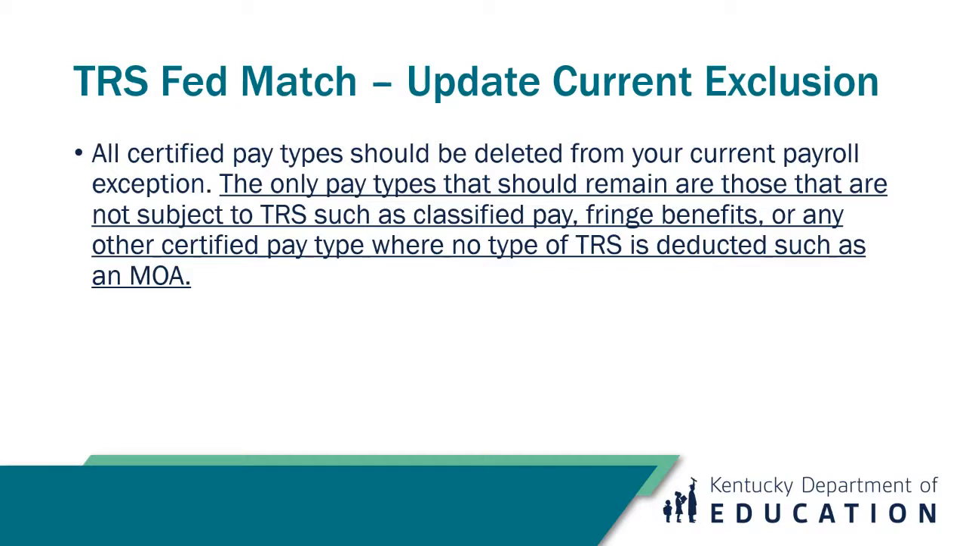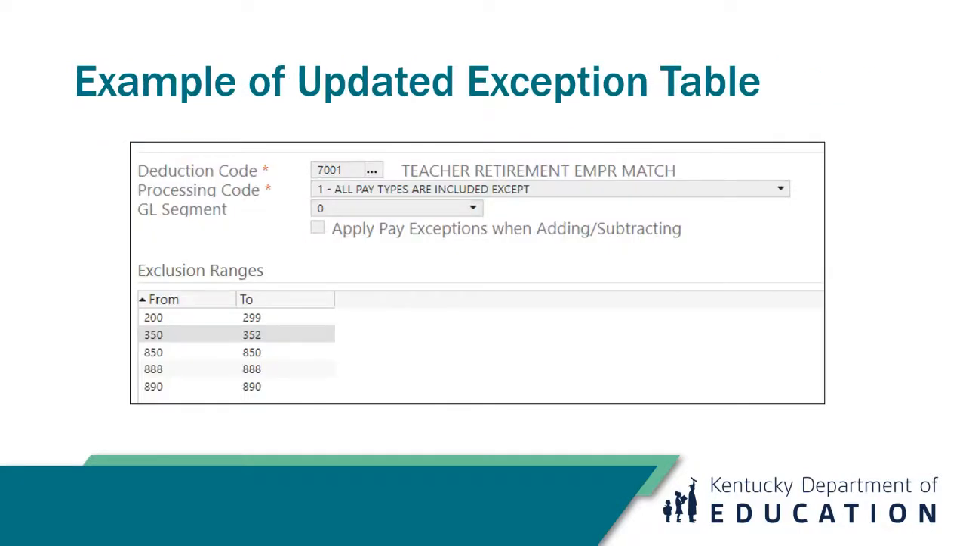So you need to repeat this for the Fed match deductions. So again, all certified pay types should be deleted from your current payroll exception. The only thing that will remain are those not subject to TRS, such as classified pay, fringe benefits, anything that is not subject to TRS would be included. And again, we have another screenshot. This is a federal match deduction, and all certified pay has been removed from this exception.